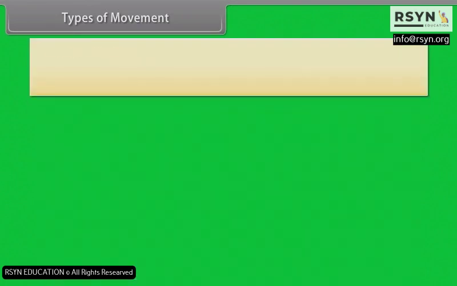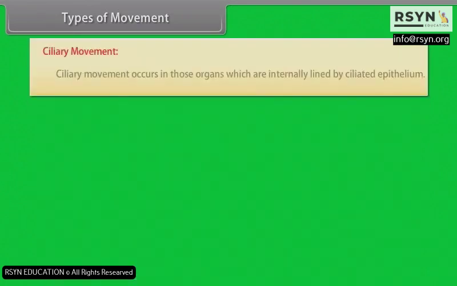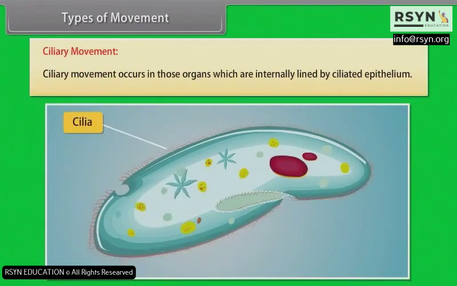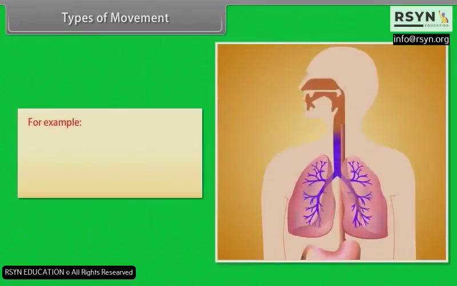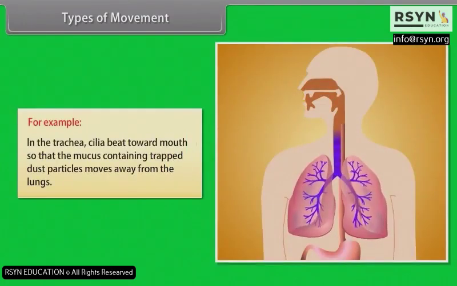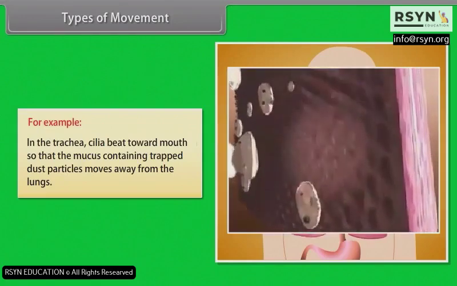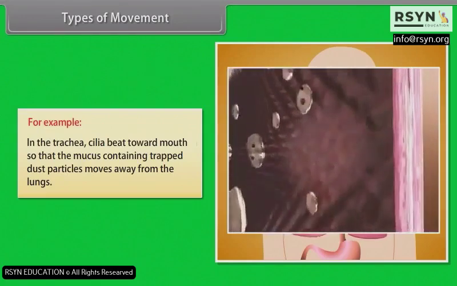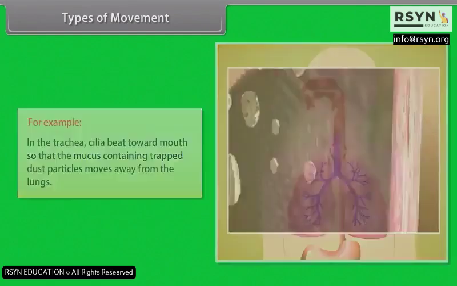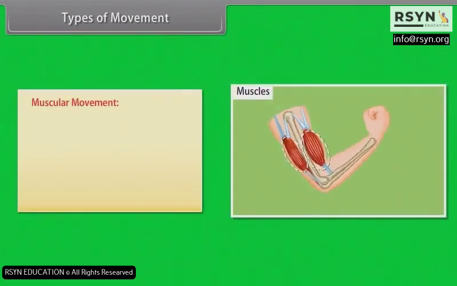cell. Ciliary movement. Ciliary movement occurs in those organs which are internally lined by ciliated epithelium. For example, in the trachea, cilia beat towards the mouth so that the mucus containing trapped dust particles moves away from the lungs. Muscular movement.